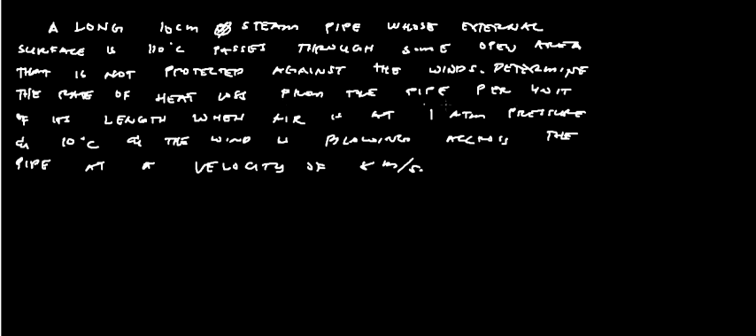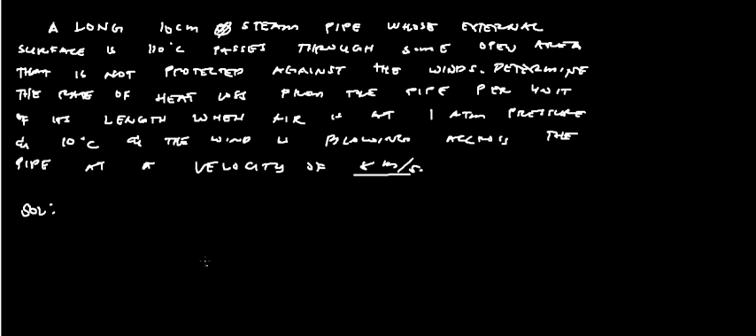So heat loss per unit length. This is per unit length. And the air is at 10 degrees Celsius and the wind is blowing across the pipe at a velocity of 8 meters per second. Okay. So first, for the solution, let us have some illustration of this one.